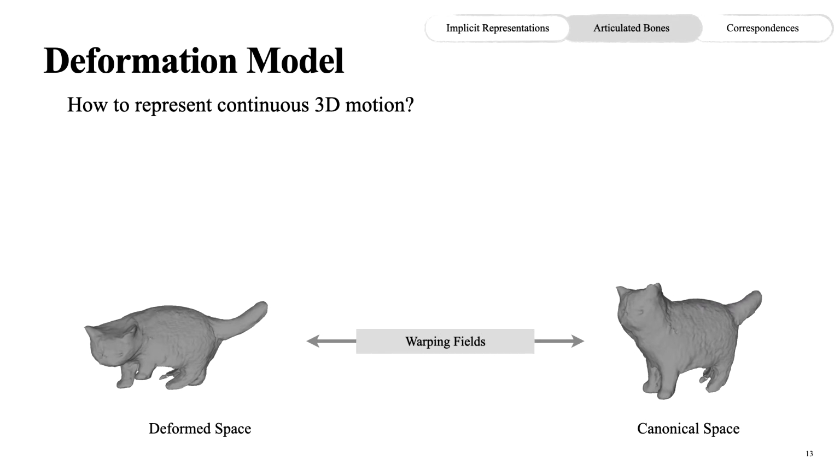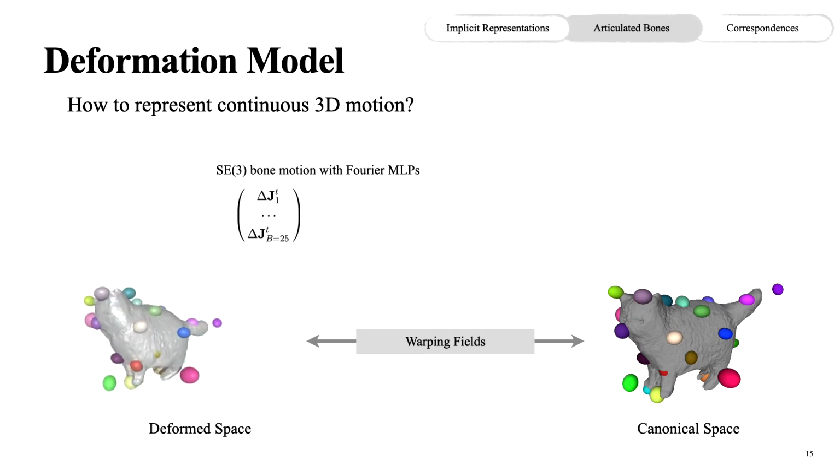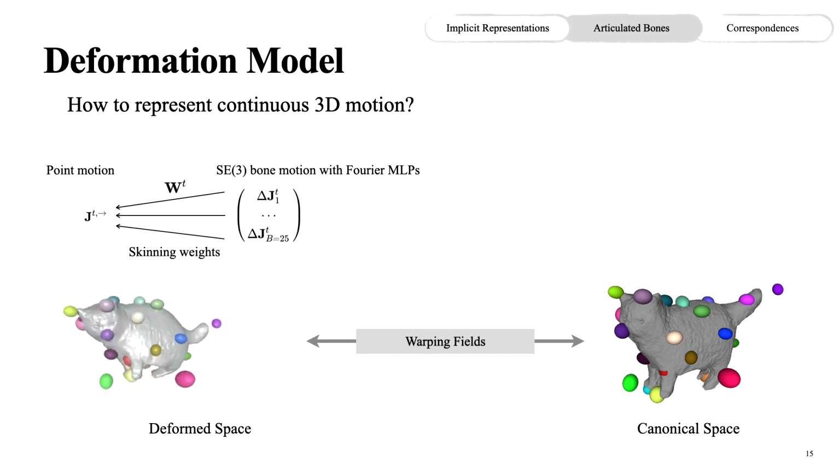To compute the warping fields between the deformed space and the canonical space, we design an articulated bones model. We define bones as 3D Gaussians that translate and rotate between the two spaces. Given the position of the bones at time t, the motion of a 3D point can be computed by blending the bone transformations with skinning weights.